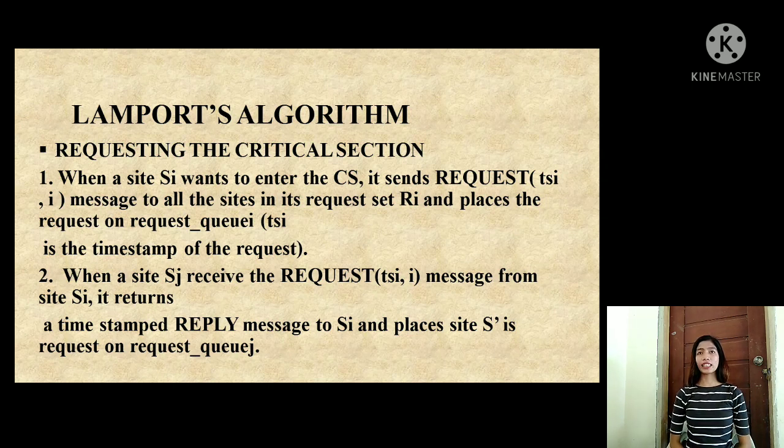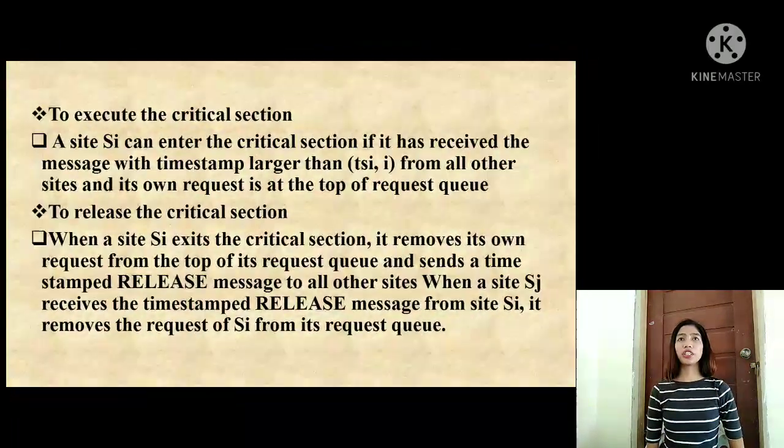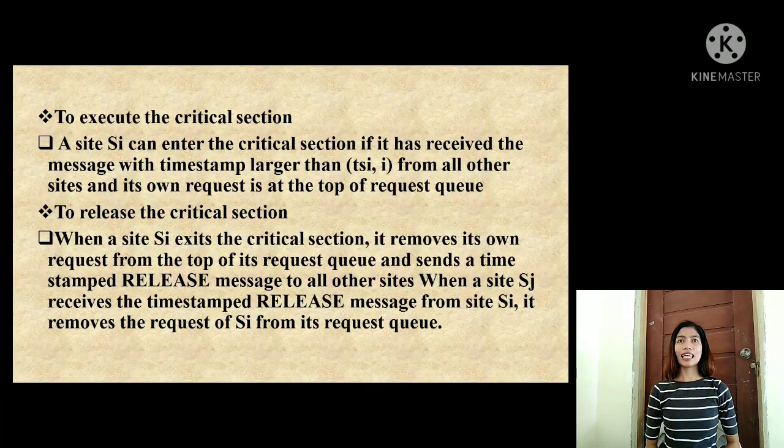Second, when a site Sj receives the request (tsi, i) message from site Si, it returns a timestamped reply message to Si and places site Si's request on its request queue. To execute the critical section, a site Si can enter the critical section if it has received a message with timestamp larger than tsi from all other sites and its own request is at the top of the request queue.